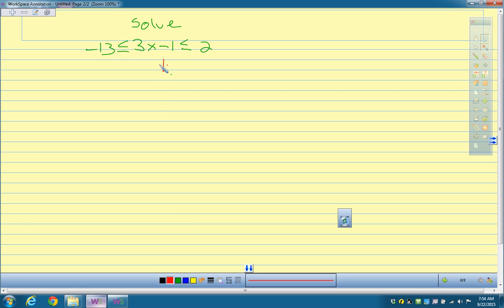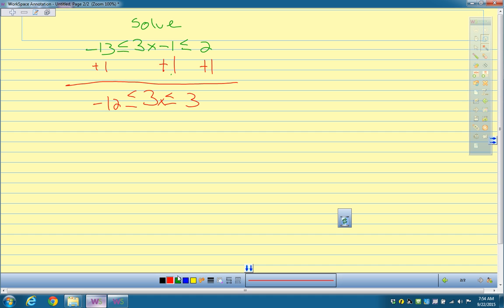Add 1, okay? But when I add 1, I add it to all 3 places, okay? So I have to add 1 here, I have to add 1 here, and I have to add 1 there. So then I get 3x is less than or equal to 3, and whoops, I forgot the x, and greater than or equal to negative 12. Now what?